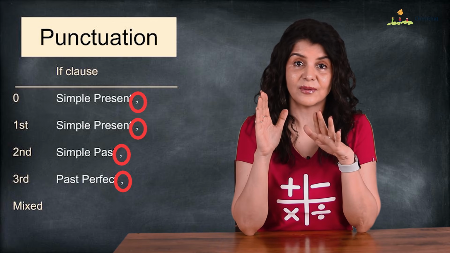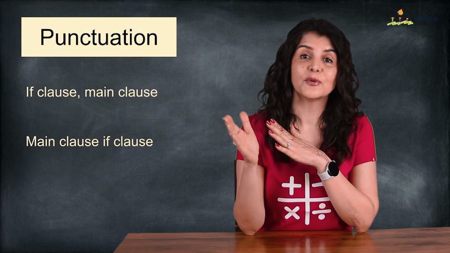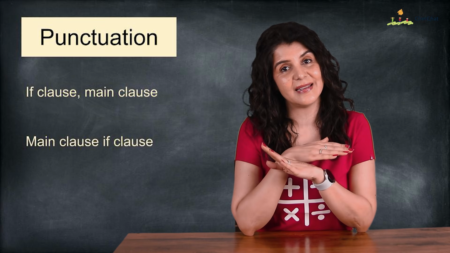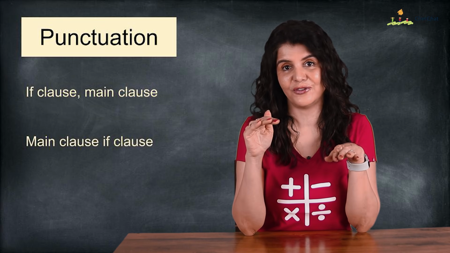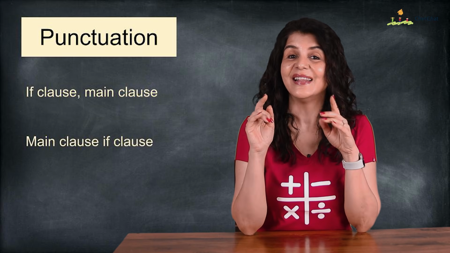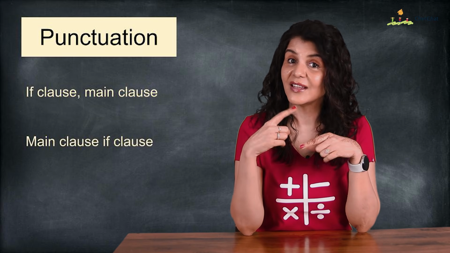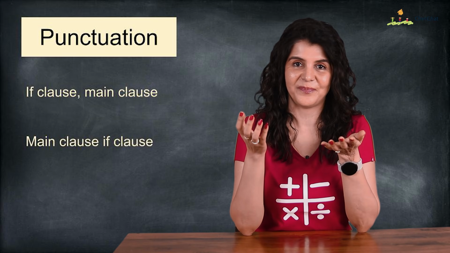Now, at the end of the if clause, we put a comma. Now, we can reverse this also. In the sentence, we can put the main clause first and the if clause later also, and nothing is going to change. It's perfectly fine. The only difference is that in such cases, we don't require a comma.